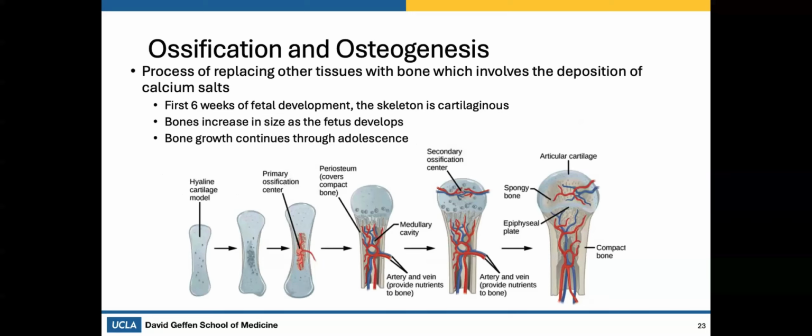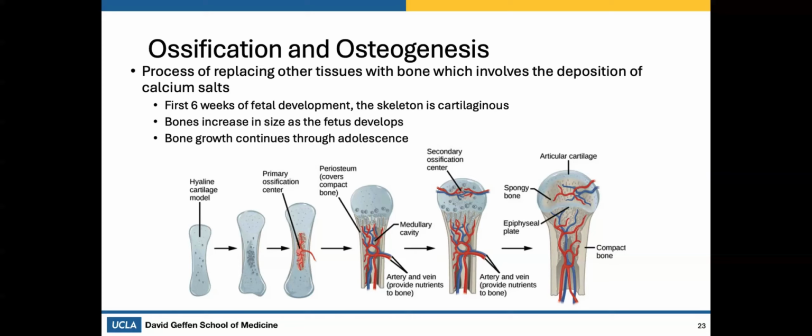Ossification and osteogenesis. Really, the words are used interchangeably, right? They're both terms that refer to the process of bone formation. So ossification is the natural process of bone formation. Osteogenesis is the process of bone formation where osteo means bone, genesis means creation. So these words are often used interchangeably.